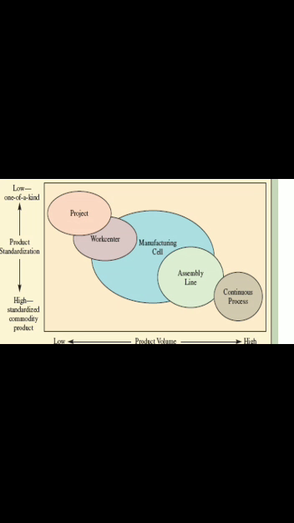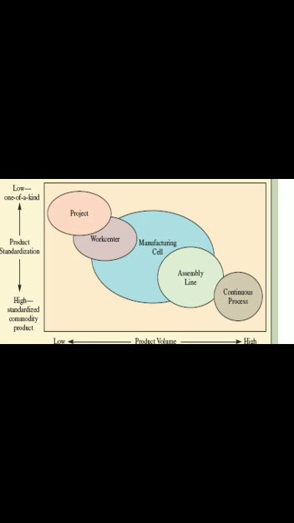Then comes the work center or the batch process. In batch process, volume is again very low as compared to assembly line and continuous process, and the product standardization goes up. That means it is very low. We have a lot of variations. We keep on changing the products after a certain interval of time.